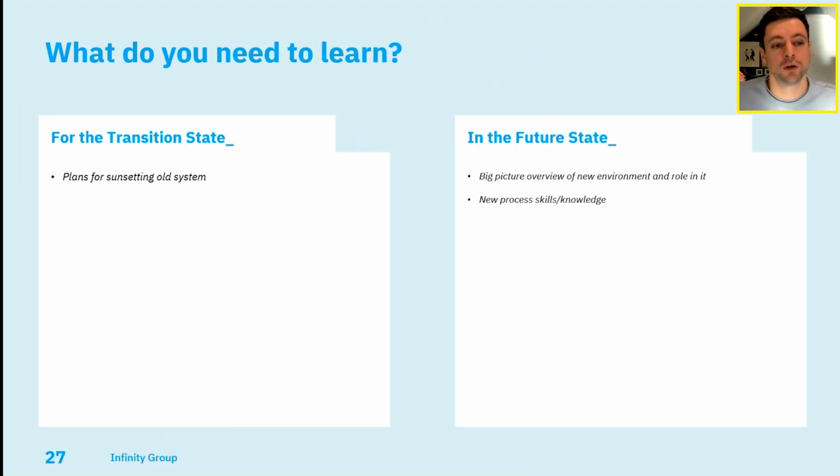Then we need to think about what those people need to learn. So again, what is going to be changing? Are there new processes in there? Are there new tools in there? How is that going to affect a transition from an old system to a new system, or an old process to a new process? And then what do we need to know for the future state? What new skills do we need? What new tools do we need?